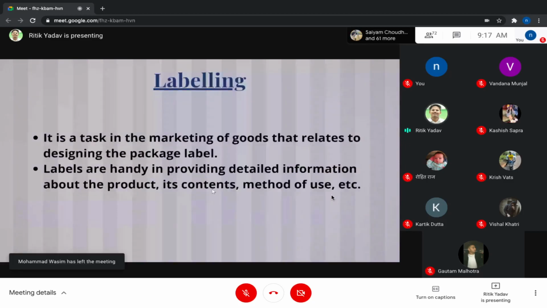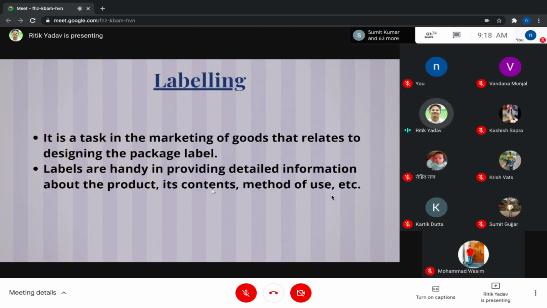Now the third main component is labeling. Labeling is a task in the marketing of goods that relates to designing of the label of the products. Labels are very useful in providing detailed information about the products, its contents, and method to use.